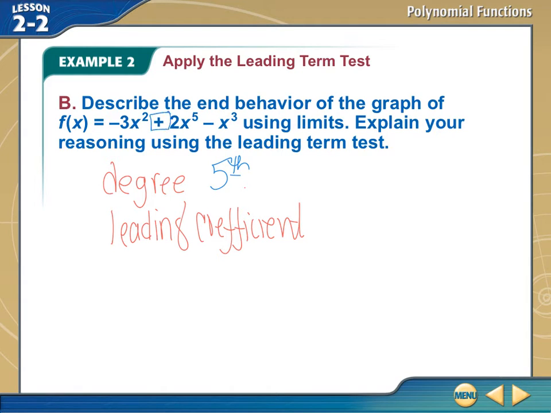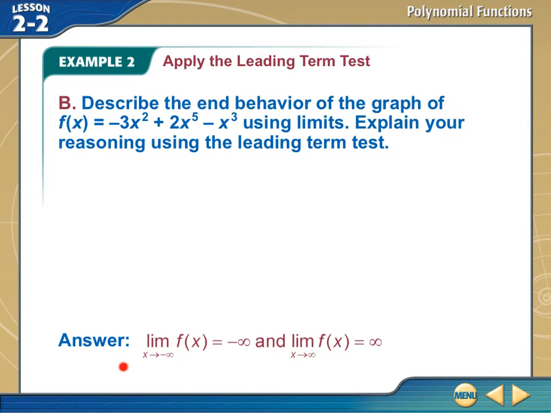And the coefficient, when we put it in standard form, the leading coefficient is going to be positive. Because I know it's odd and it's positive, it's going to be down on the left and up on the right. That is going to help me write my limit of the end behavior. And voila, here we go.